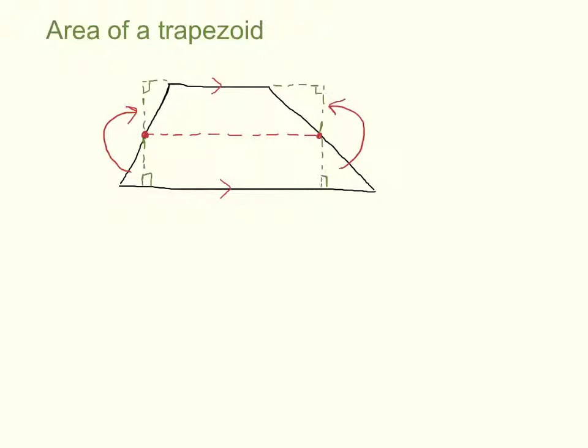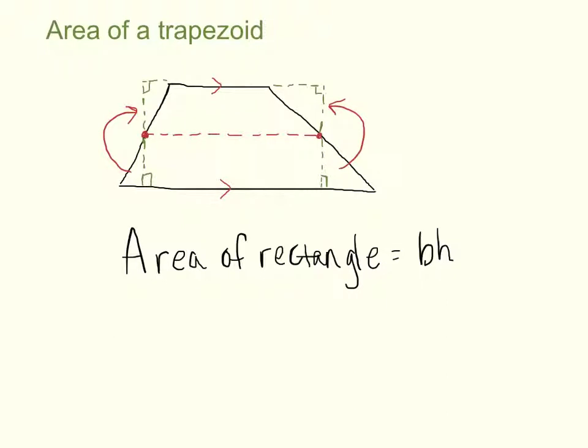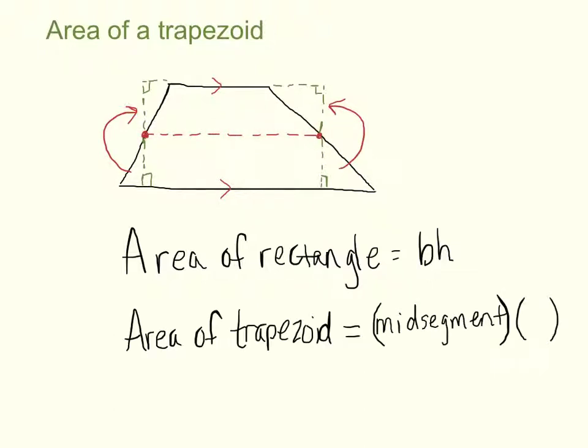And you'll notice that what I have now is a rectangle. And as you know, the area of a rectangle equals base times height. So the question is, what is the base in this picture? Well, the base of the rectangle is here, and as you can see, it's the same as the mid-segment. So that means that the base here is the same as the mid-segment when you find an area of a trapezoid. So the area of the trapezoid is the mid-segment times the height.